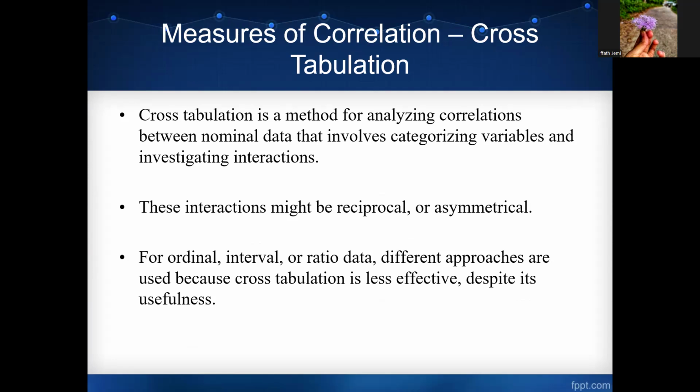Measures of correlation help us understand relationships between variables. Cross-tabulation is a method for analyzing correlations between nominal data and involves categorizing variables and investigating interactions. These interactions might be reciprocal, where variables influence one another. Symmetrical variables vary together without one triggering the other, while in asymmetrical relationships one variable causes the other. A two-way table is used as a starting point for the analysis, and conditional linkages can be revealed by adding a third variable. For ordinal, interval, or ratio data, different approaches are used because cross-tabulation is less effective despite its usefulness.